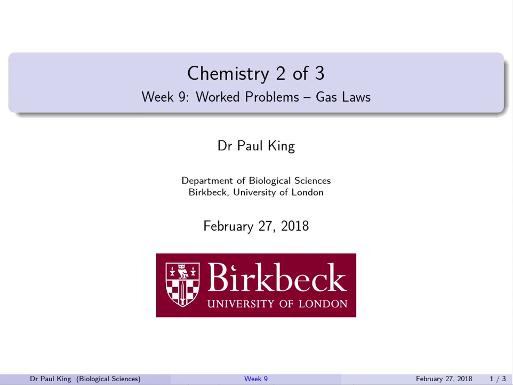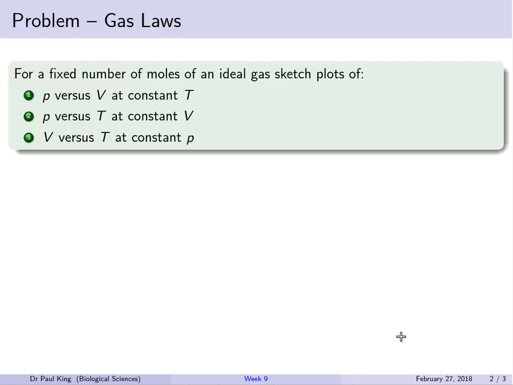Okay, so again we've got some more problems relating to Module 2. In this case it's a problem about the gas laws. So the question says, for a fixed number of moles of an ideal gas, sketch plots of, first of all, pressure versus volume at constant temperature.